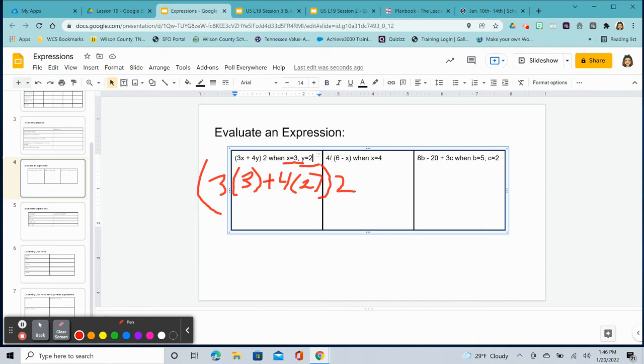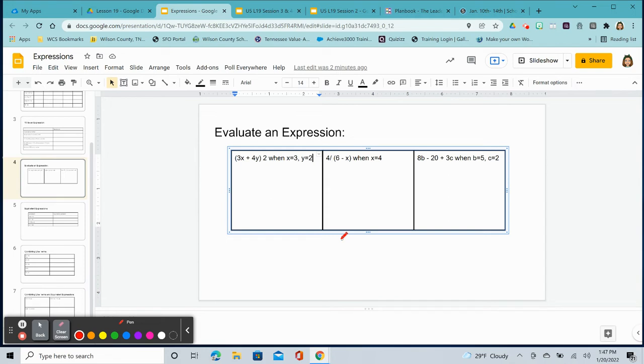So we have 3 times 3, which is 9, plus 4 times 2, which is 8. And then we bring down what we have left over. So we have 9 plus 8. 9 plus 8 would be 17. And then we are going to multiply that times 2. And we should get 34. So that is how I would solve these particular expressions, how I would evaluate them. Sometimes you'll hear simplified used.